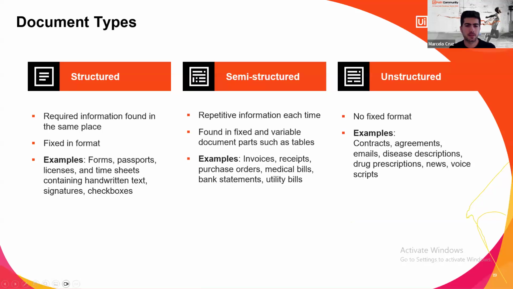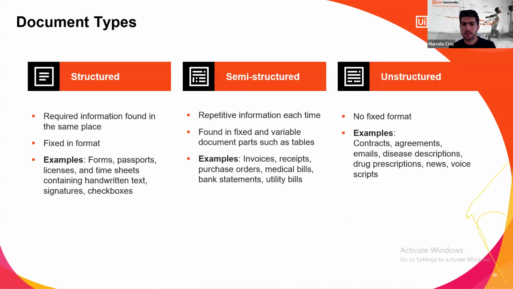And now just again a brief overview around the document types. As we have seen before, we have mostly three document types. The structured ones are documents that have a fixed format, a fixed layout, and usually the information can always be found in the same place.